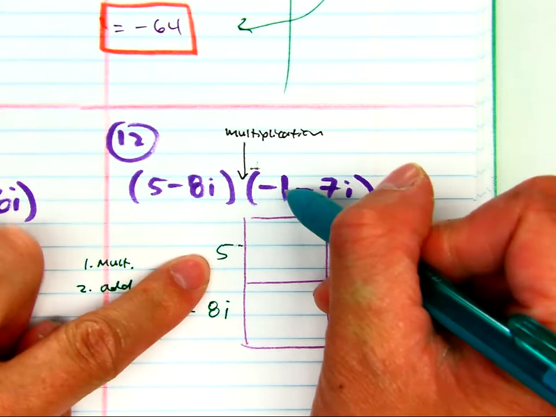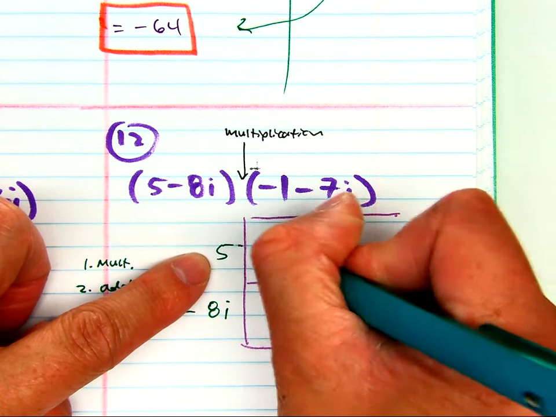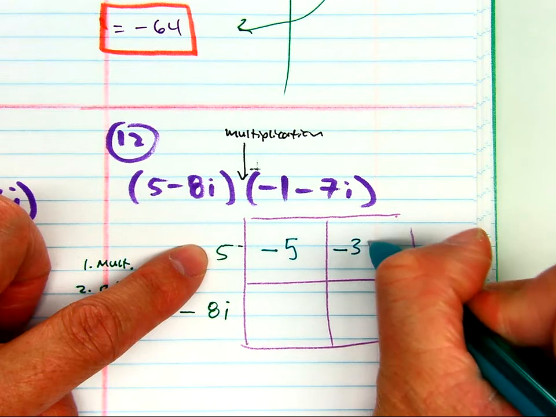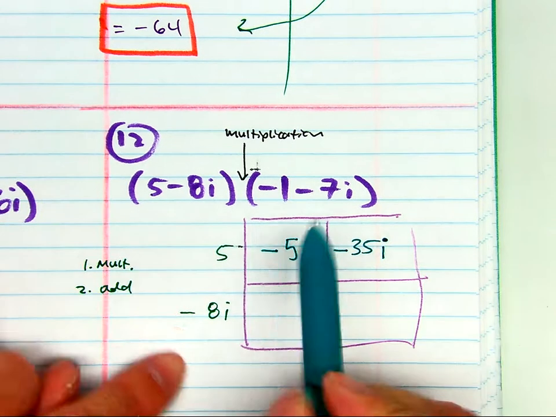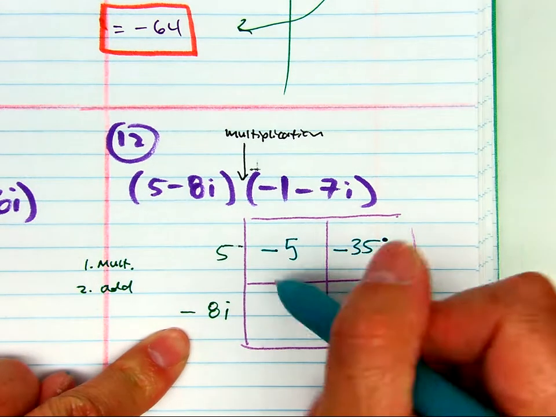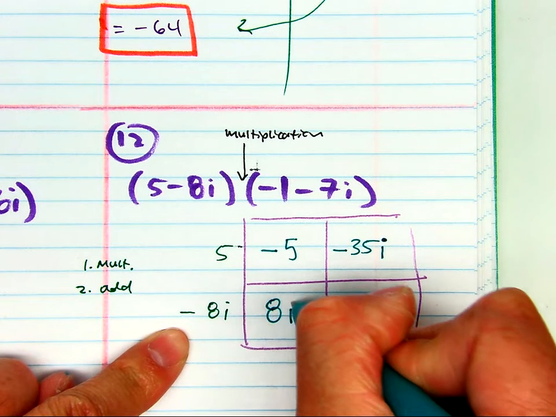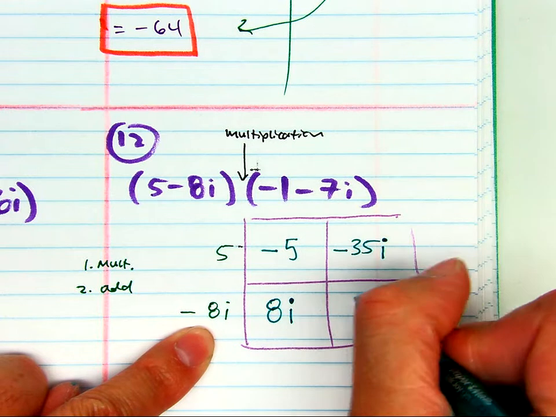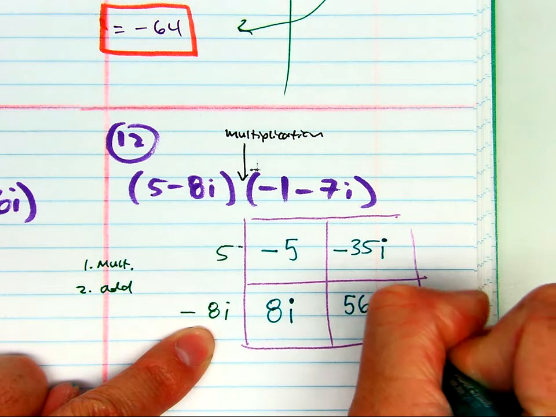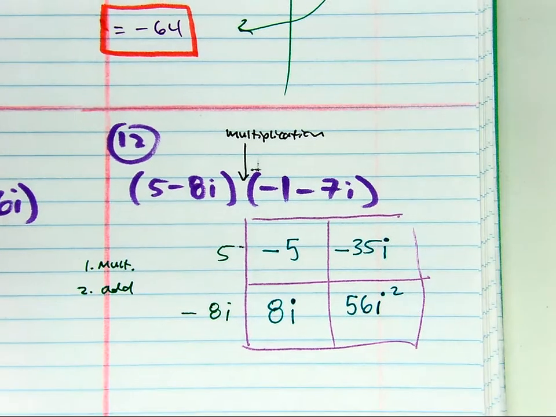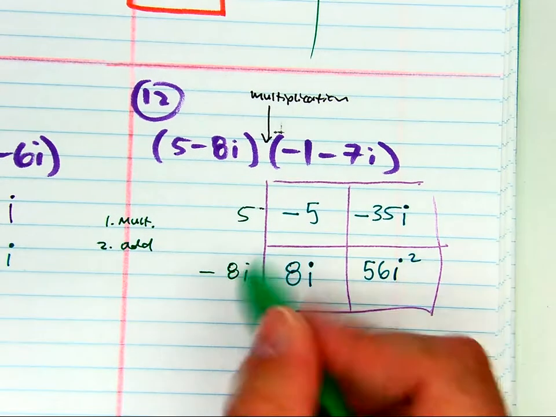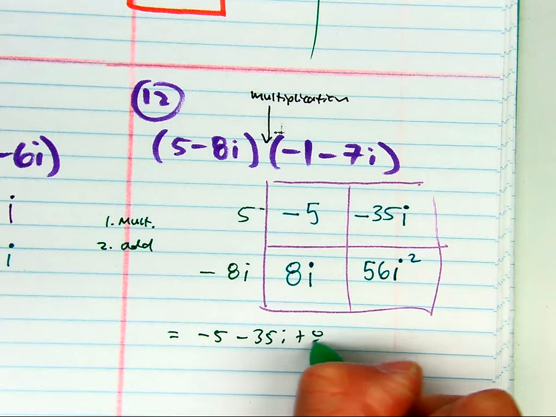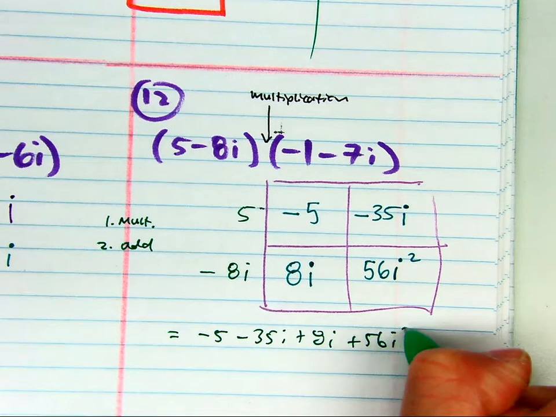Class, 5 times negative 1. 5 times negative 7I. Negative 1 times negative 8I. And negative 8I times negative 7I. Now, if you did FOIL, you'll get these 4 terms here. Negative 5 minus 35I plus 8I plus 56I squared.